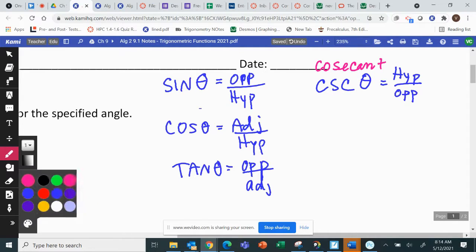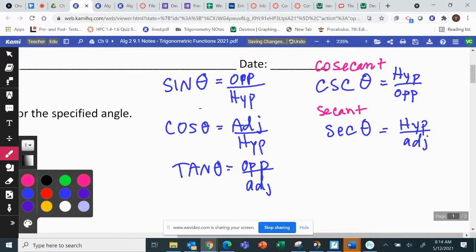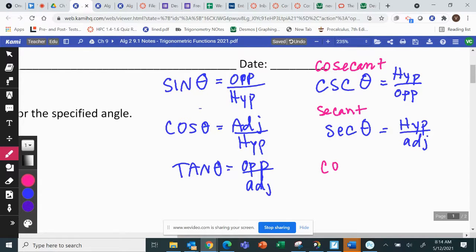The next one is called secant. And secant is abbreviated SEC. We do that of an angle. And that is hypotenuse over adjacent. And the third one is called cotangent. And cotangent is COT of an angle. And that equals adjacent over opposite.